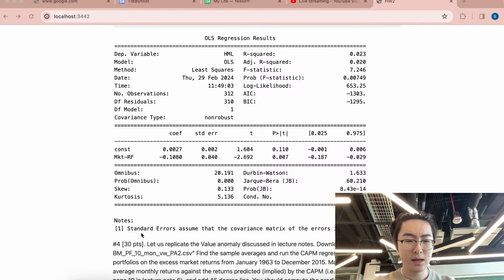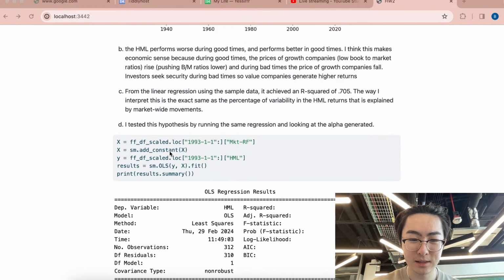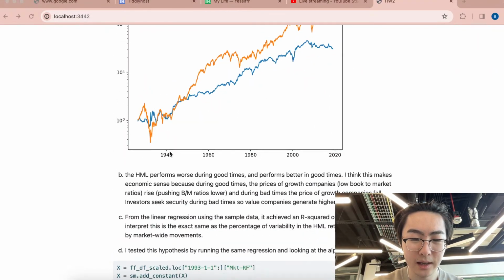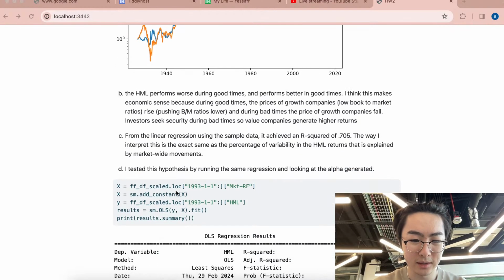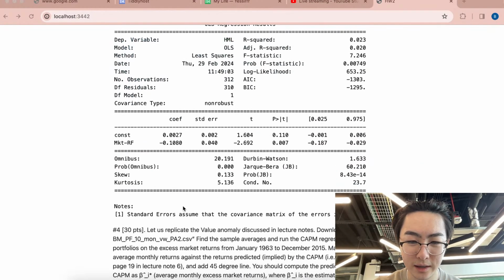So I feel like in theory these numbers make a little bit more sense. I know the last time I ran this regression I had an alpha of like 27, so there's definitely no way that's possible. I think this definitely makes more economic sense.